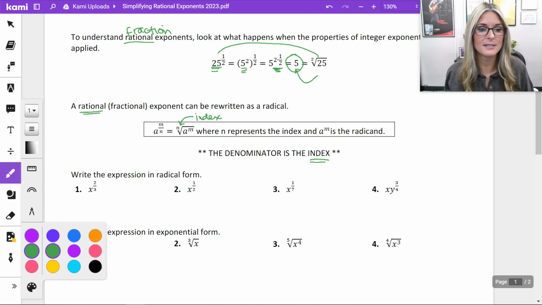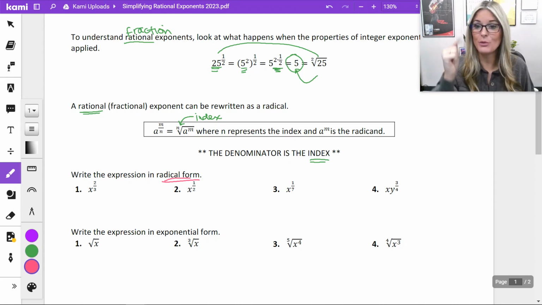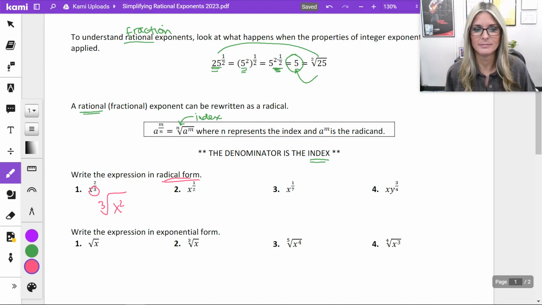So let's practice. Write the expression in radical form. So we're going to take those fraction exponents and make them into radicals. Number 1, x to the 2/3. The 3 is the denominator. That's going into the check mark part, making this a cube root of x squared. Done.